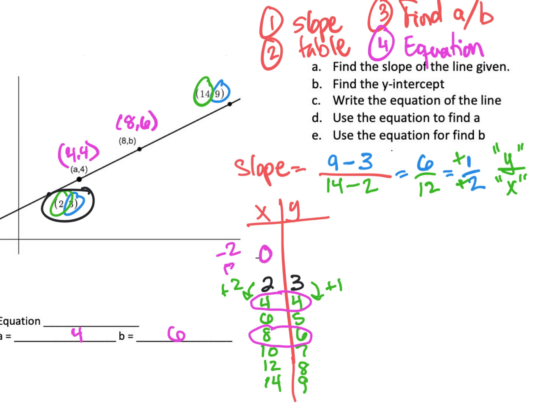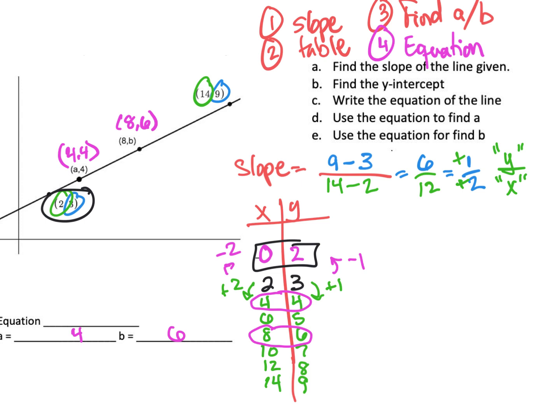When we find the equation, we want to find our y-intercept, right? And we want to find where x is 0. So I have an x of 0, and then we're going to go back and change the y's. So we're going to go down by 1. 3 minus 1 is 2. So then this is my y-intercept.